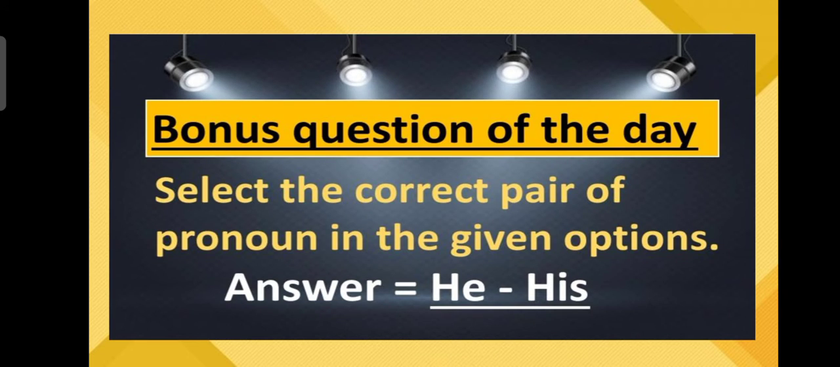So the bonus question of set 7 is: select the correct pair of pronouns in the given options. Children, I gave you 4 options. There is a pair of pronouns and their possession. So you have to select one pair of pronouns that is the correct pair. Okay. So he and his is your answer.